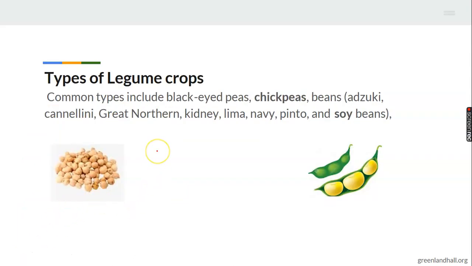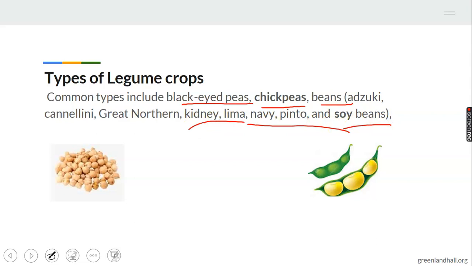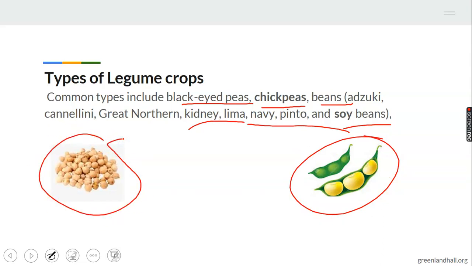So what are the types of legume crops that we have? The common types of legume crops are these that we have. We have black eyed peas, and we have chickpea, there's bean, there's kidney, lima, navy, pinto, soybean, and the rest of them. They are basically seedlings, and as you can see on the screen here, this is soybean, this is chickpea. All these are legume crops.